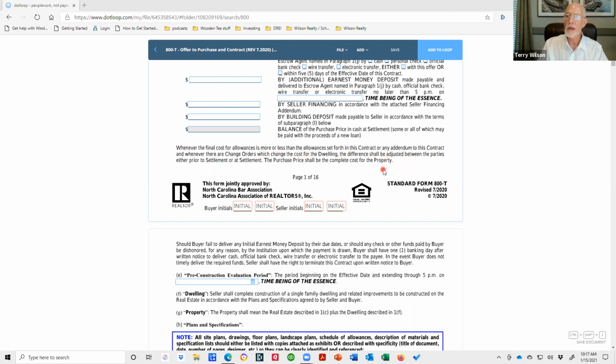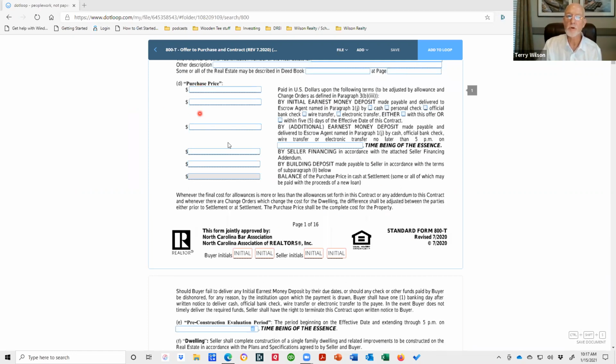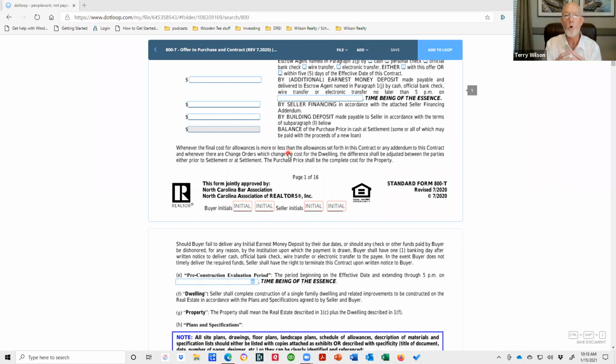So if they go beyond the allowance on the wallpaper, or they go beyond the allowance on the carpeting or the cabinets, and that increases, then you're going to have to adjust the purchase price, because the purchase price is the total cost of everything at the end of the project, regardless of whether they were in allowance guidelines or not. It is the total cost of the property.